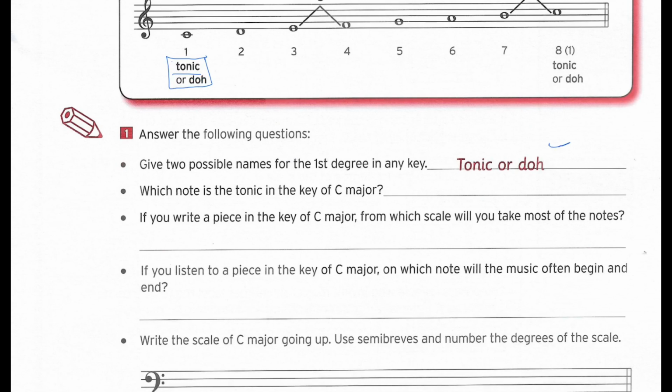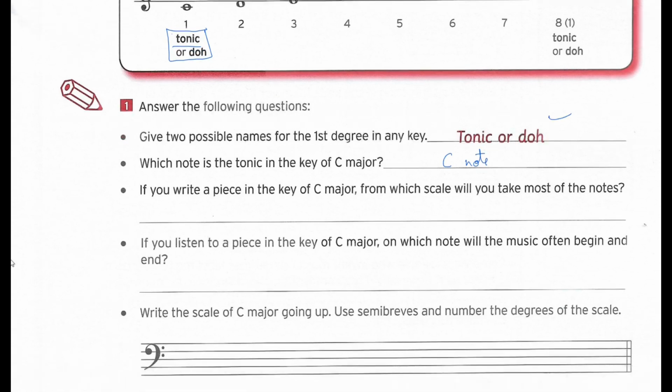First is given here. We'll do the second one. Which note is the tonic in the key of C major? It's simple. C note. If you write a piece in the key of C major, from which scale will you take most of the notes? From the C major scale.